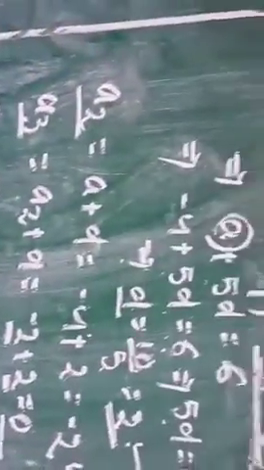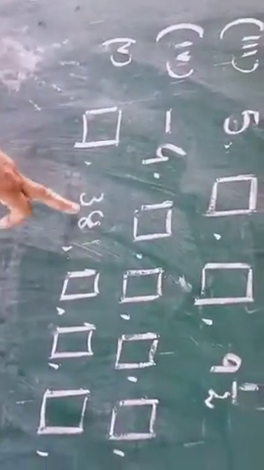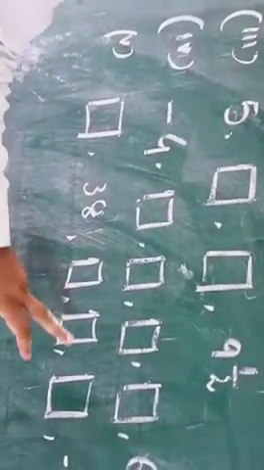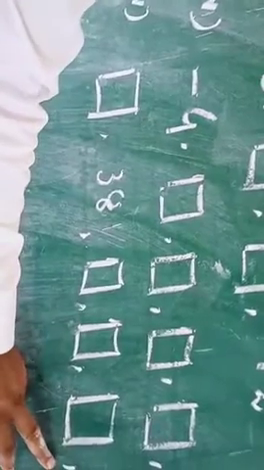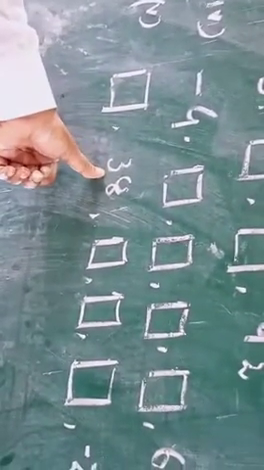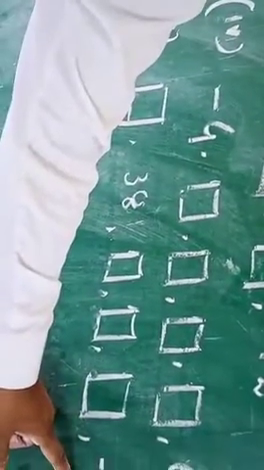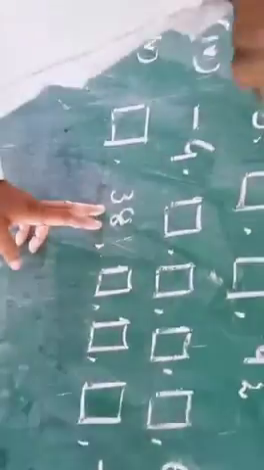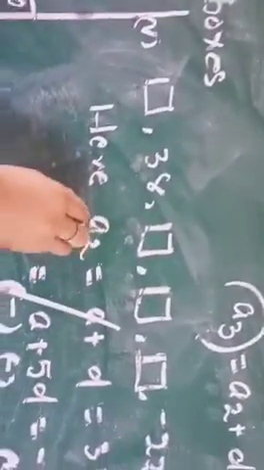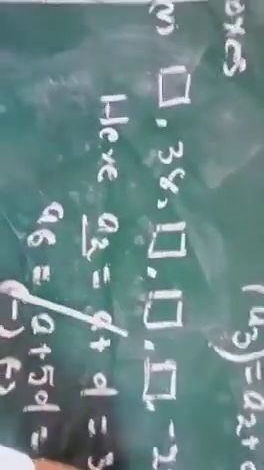And the last one, that is 5. Box, comma 38, comma box, comma box, comma box, comma minus 22. So here you see the first term is not given, the second term is given, 38. First, second, third, fourth, fifth, sixth term is given, minus 22. So the second term means A plus D is equal to 38. Therefore I have written here the second term A2 is equal to A plus D, 38 given.